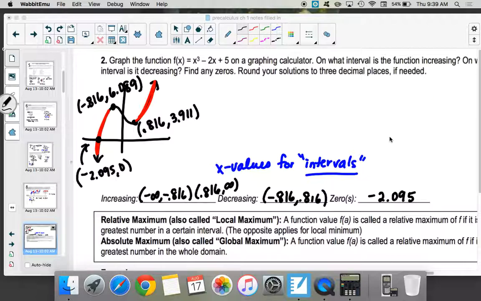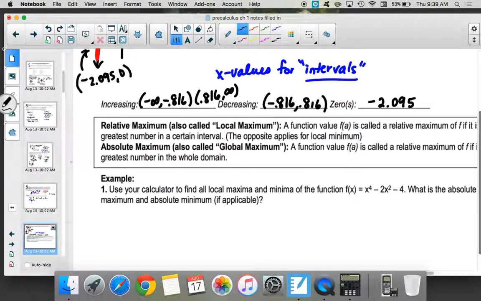Okay, does this make sense? All right, do you guys see how these are intervals? These are not points. Like a lot of people will think when I see negative 0.816, comma 0.816, that's a point. Okay, we're using context clues. It's an interval because I asked for the interval where it was decreasing. Okay, and then relative max is also called local max. Absolute max is called a global max.